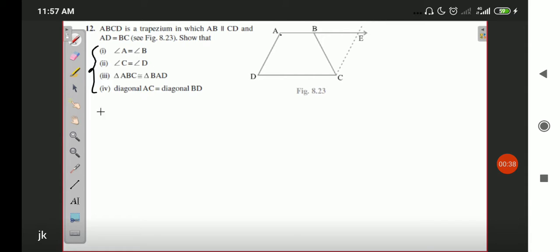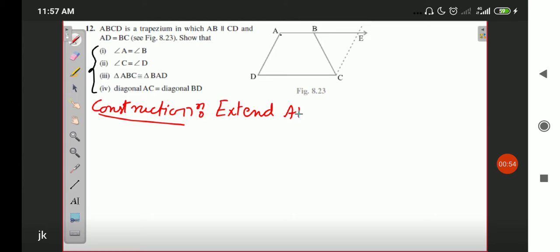I'll start with construction. Construction is extend AB to E such that CE is parallel to AD. Such that CE is parallel to AD. Okay. Now we'll start with the proof.